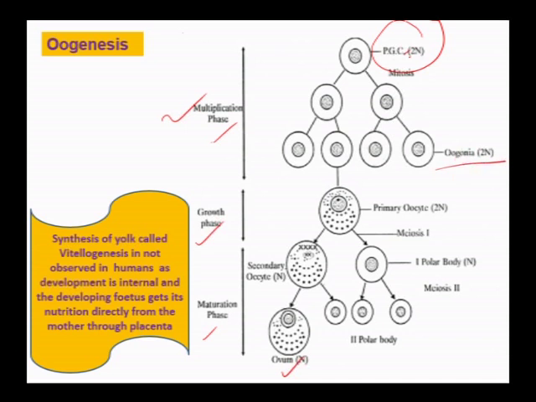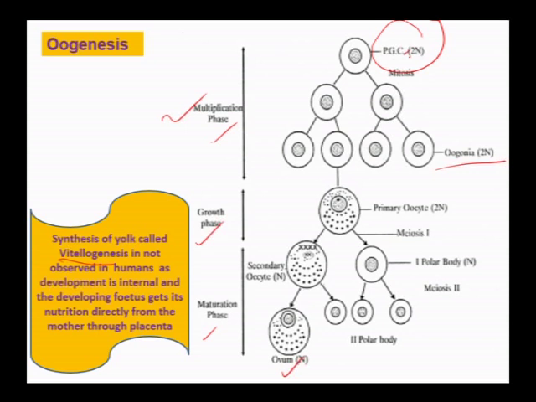Egg mother cells or oogonia undergo the growth phase, in which they grow in size due to accumulation of yolk. The process of production and storage of yolk is called vitellogenesis. It is to be remembered that synthesis of yolk is not significant in humans, as development is internal and the developing fetus gets its nutrition directly from the mother through the placenta. Even in the developmental stage, the mother is able to feed the fetus with the help of the placenta. Even after birth, the mother is able to feed the newborn with milk produced in the mammary glands. So there is no need for yolk as far as the human egg is concerned. That's why it is insignificant.